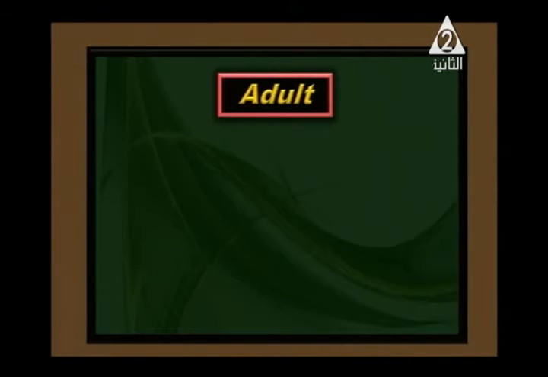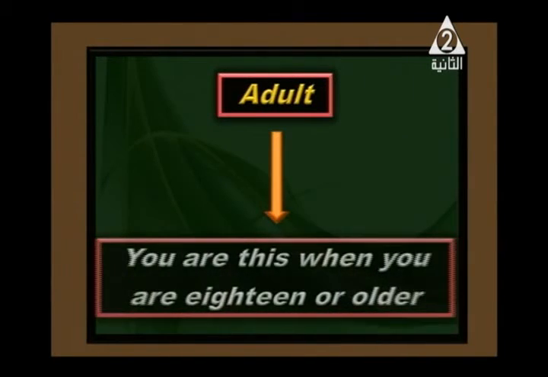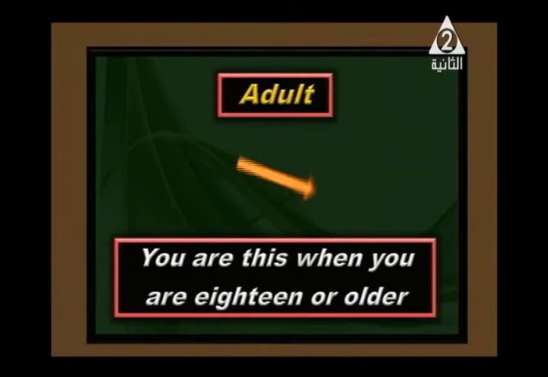And here we have adult. Okay, do you know the meaning of adult? Okay, yes, fine. طبعا حد بيقول adult هو الشخص الكبير. Yes, fine. بس ليه عمر معين. You're this one when you are 18 or older. Once you are 18 years old, لما تبقى عمرك 18 years old أو أكبر من كده, so you are adult. Okay, fine.